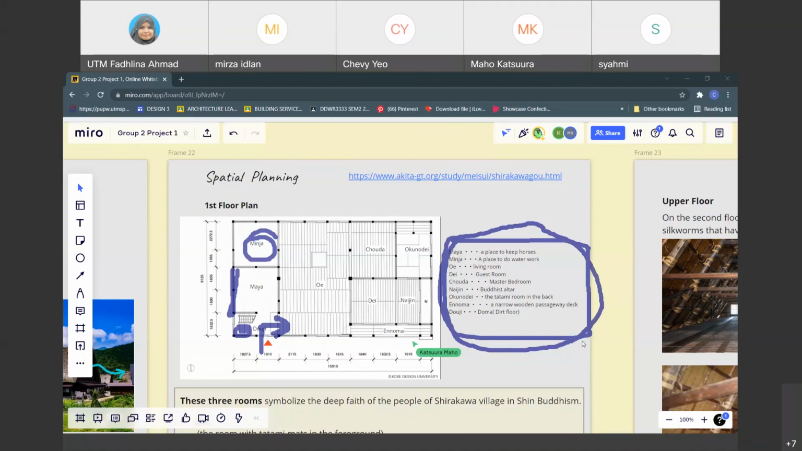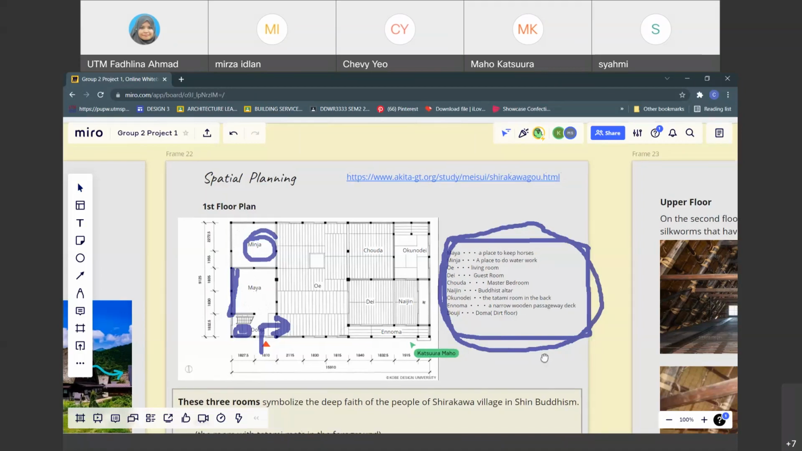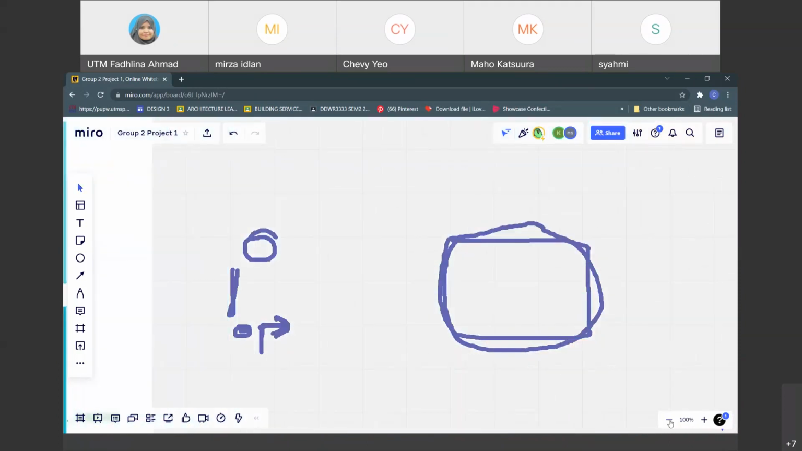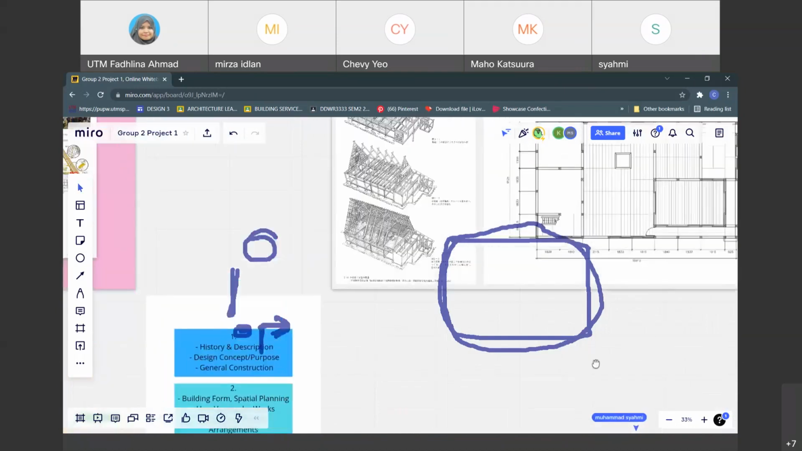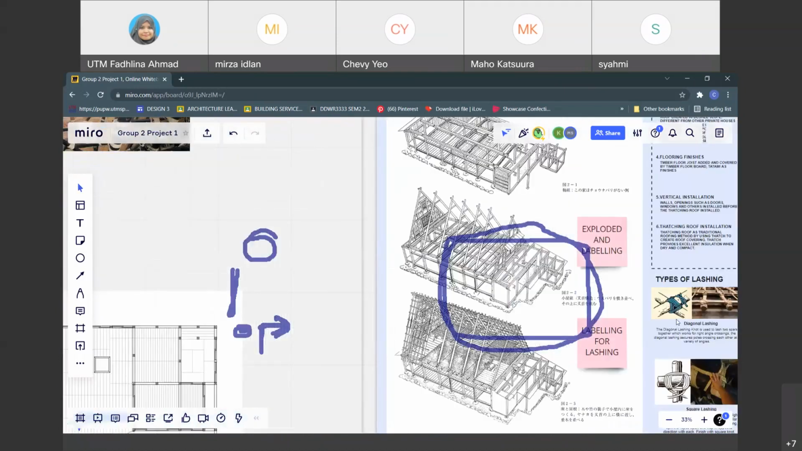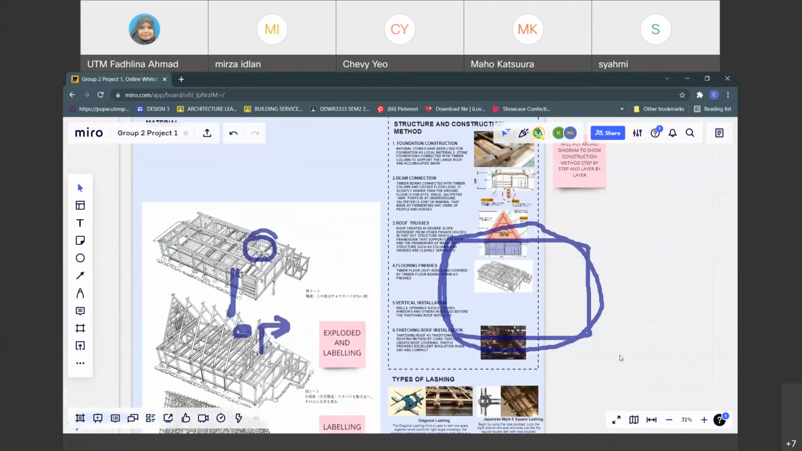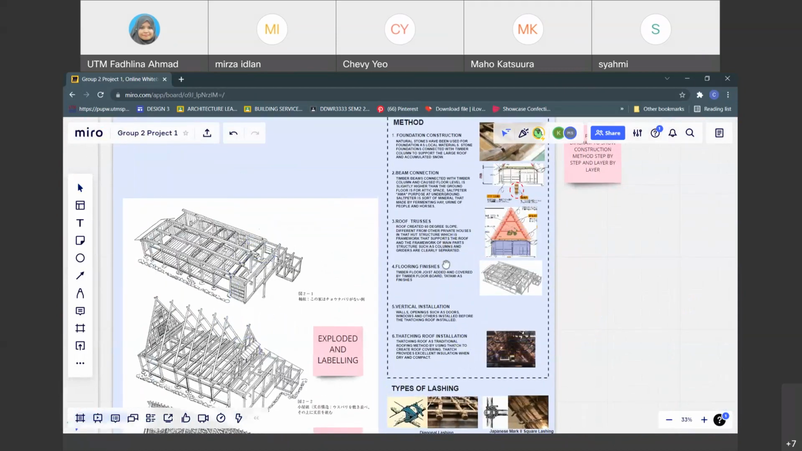Okay, thank you. Right. Next. Maho is done, right? Yes. Okay. So you just need to add on the things that I have mentioned before. Okay. Next.